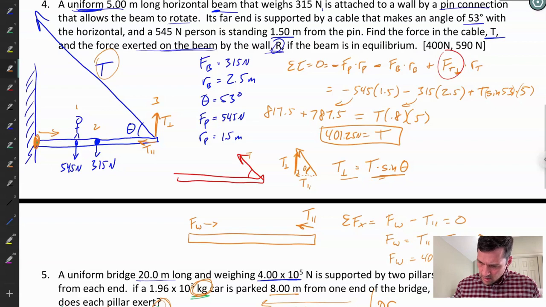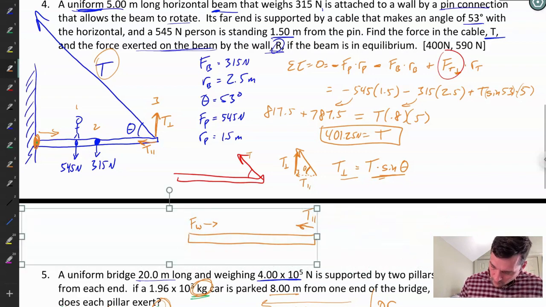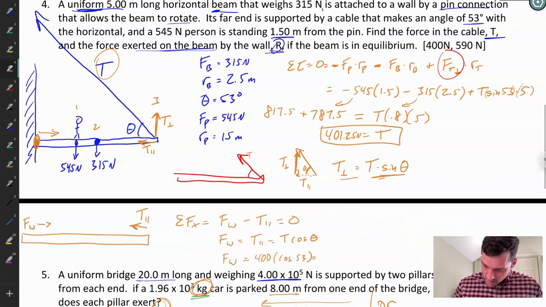I got this right? Oh, got it. Right, I forgot a piece. Didn't think through the whole thing. Yeah, let's keep going. So that's going to be 400 cos 53. So that's going to be 240.7 newtons. And you're thinking, well, that doesn't equal what the answer said.